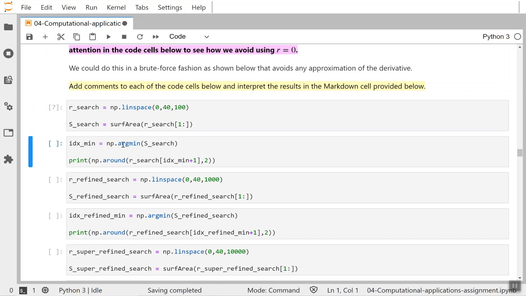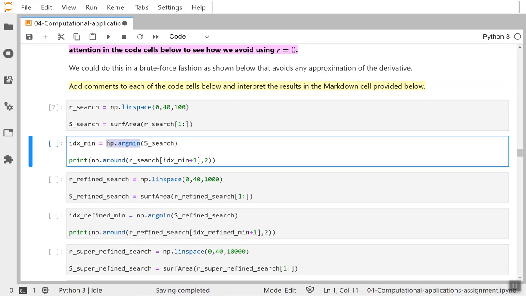And then we use the argmin function in NumPy to find the index where these values, this array of values, is minimized. And then we approximate what our search is. And notice we add 1 to what this index is. You should explain why we add 1 here, and it's based on this index slicing here. And notice we're using the around function, and we're rounding to 2 decimal places.